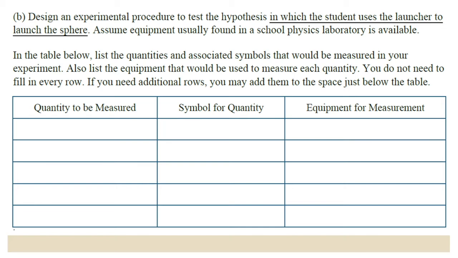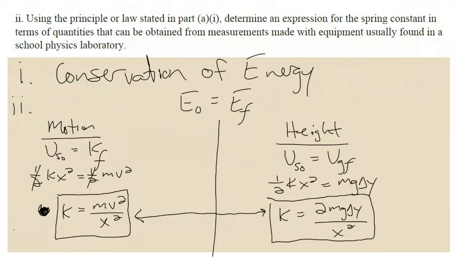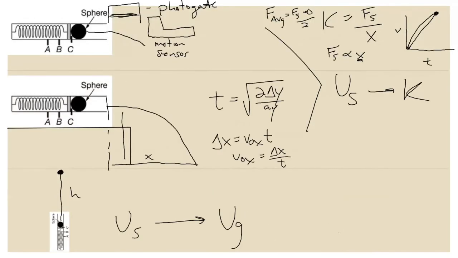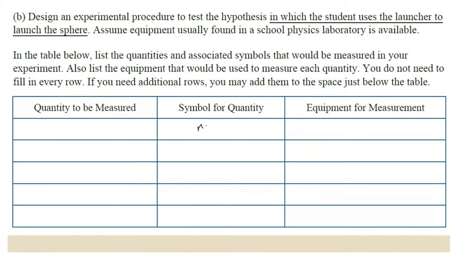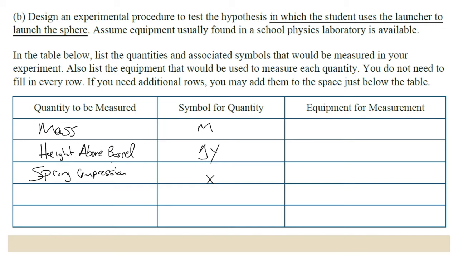First here, they want you to list the quantities and the associated symbols that would be measured in your experiment. So using my method, notice here, I think this one is a little more straightforward. You have m, delta y, and x as the things you would need to measure. So I'm going to write that in the table: m, delta y, and x. Now, of course, m is the mass, delta y is the height above the barrel, and x is the spring compression.